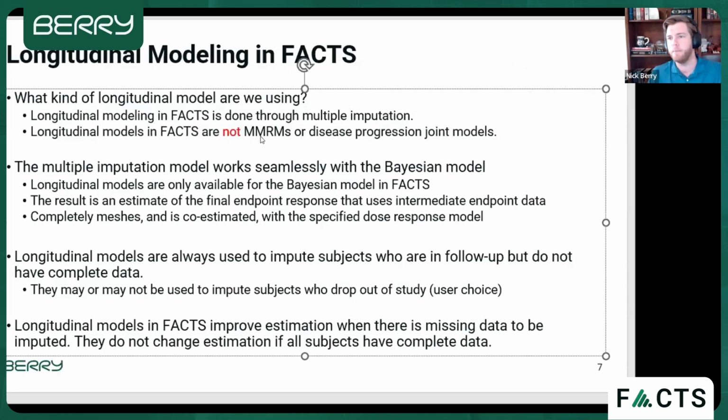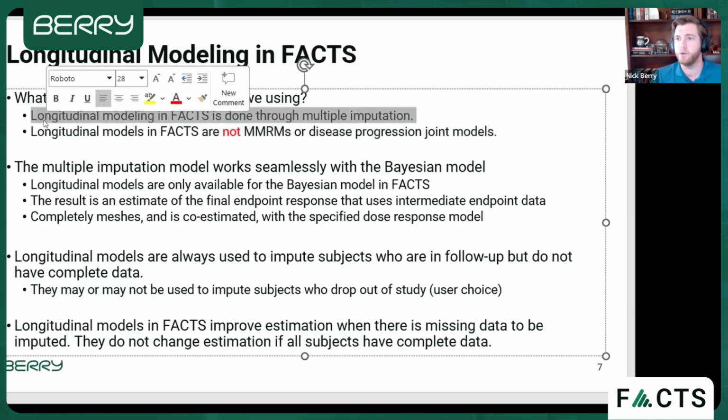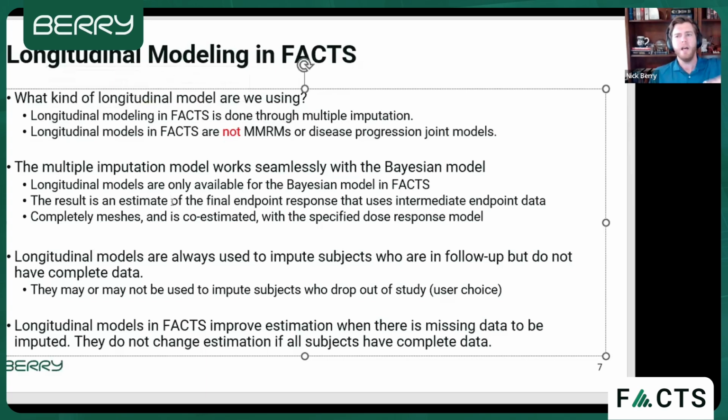We don't have an MMRM. There's no patient estimated slope in these models. We would love to have this. It's on the list. It's just not there right now. So keep in mind that while I'm talking about using longitudinal data, I'm talking about multiply imputing the final data point as precisely as we can given early data.